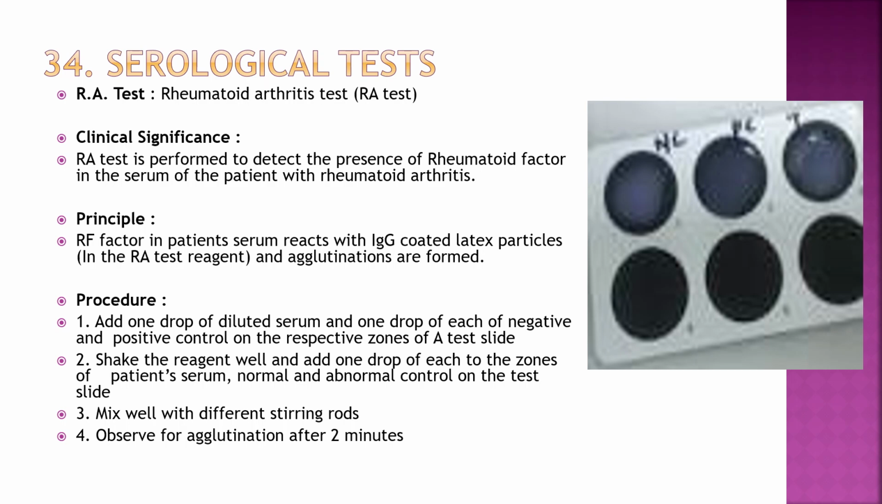involved. Procedure, in short, you have to take 3 circles, label them as test, positive control, negative control, add serum to test, then positive control 1 drop to PC and negative control 1 drop to NC, and then add antigen provided in the kit, mix and wait for 2 minutes, and then see for the clumps.